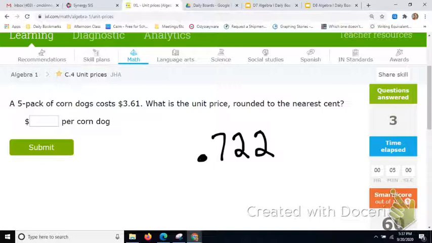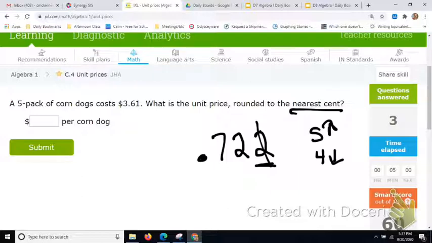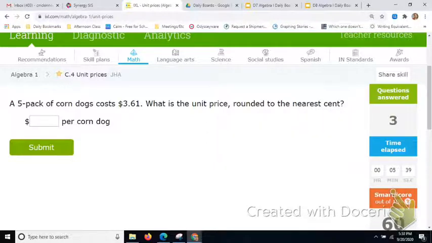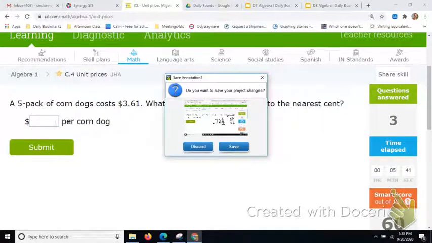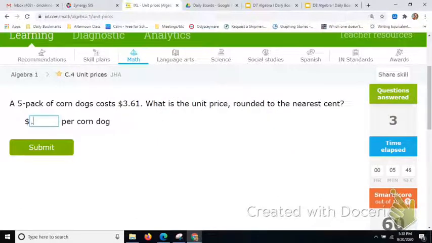And then this is supposed to be rounded to the nearest cent. So cents means 2 decimal places. So I can only keep 2. So I look at the third one. 5 or higher, we're going to round up. 4 or less, we're going to round down. So this is less than 5, so to the nearest cent is just 72 cents. Sorry about that. So 0.72.